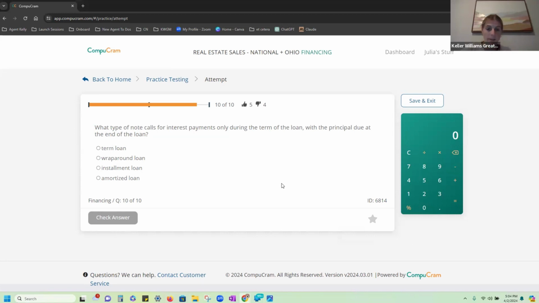Gosh, there's a reason why I'm not a lender. All of these confuse me. So what type of note calls for interest payments only during the term of the loan, with the principal due at the end of the loan?